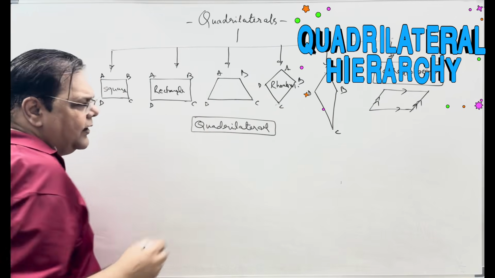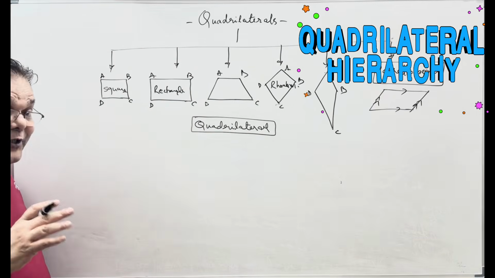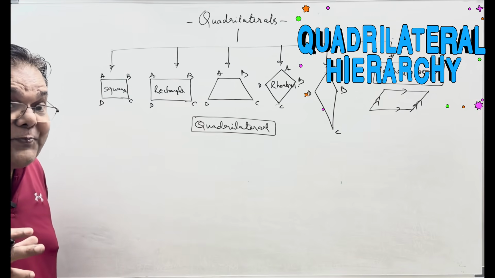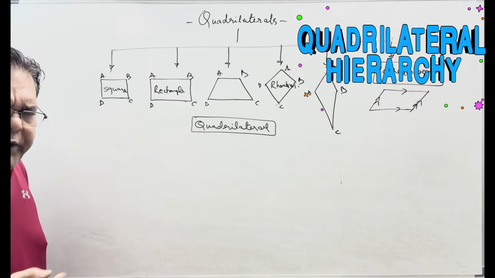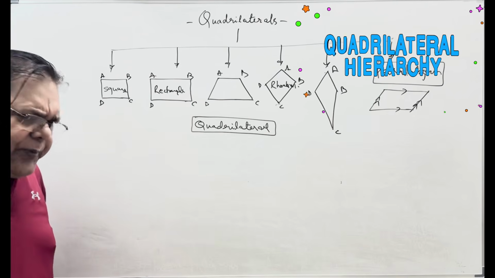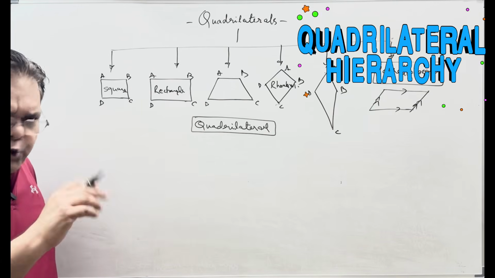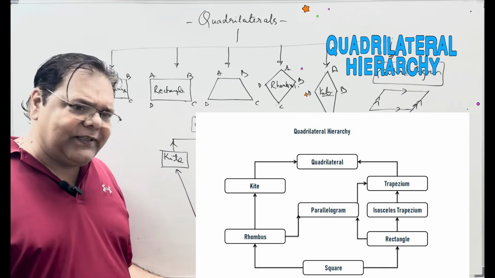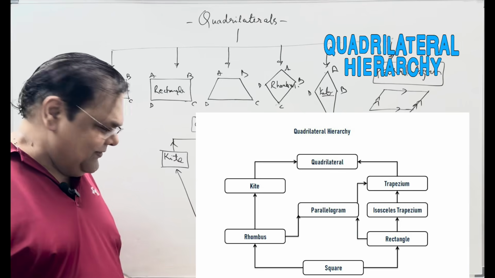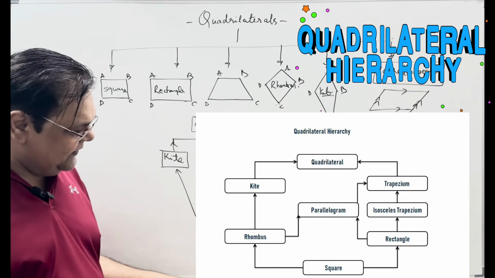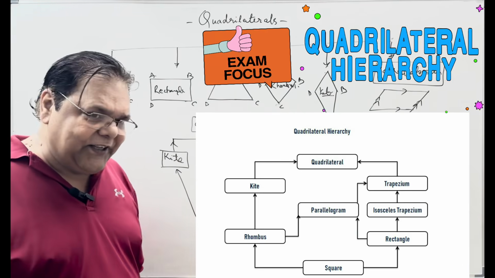Let's draw a hierarchy. They are classified as per their properties. All the quadrilaterals which we are learning now have different properties and they can be grouped. All the squares are rhombuses. A rhombus is not a square, so the arrow is going inside it. All those squares are rectangles.